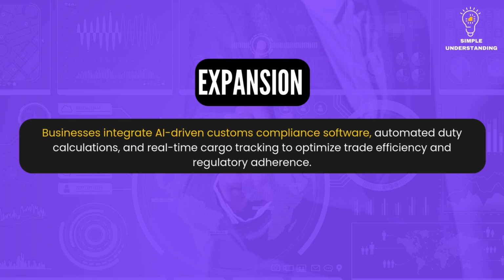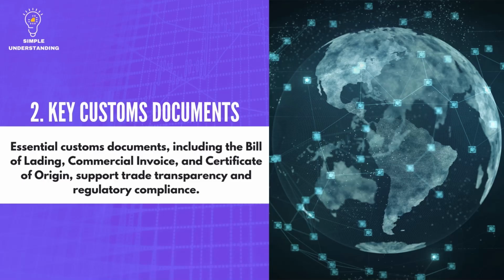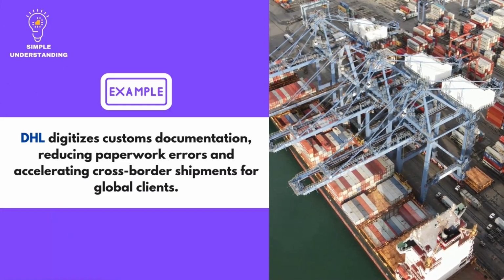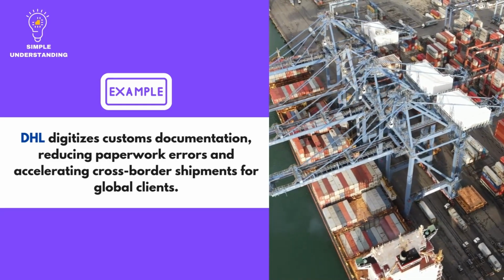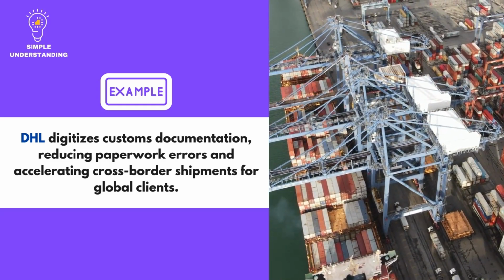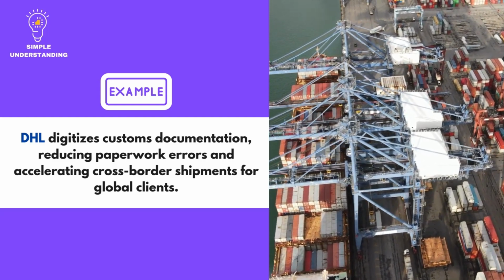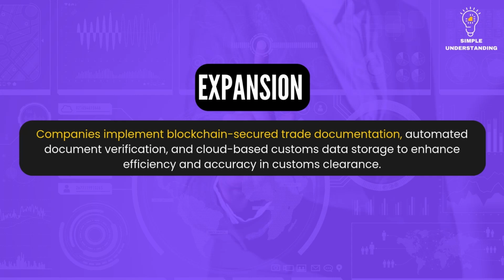2. Key customs documents. Explanation: essential customs documents, including the Bill of Lading, Commercial Invoice, and Certificate of Origin, support trade transparency and regulatory compliance. Real company example: DHL digitizes customs documentation, reducing paperwork errors and accelerating cross-border shipments for global clients. Expansion: companies implement blockchain-secured trade documentation, automated document verification, and cloud-based customs data storage to enhance efficiency and accuracy in customs clearance.